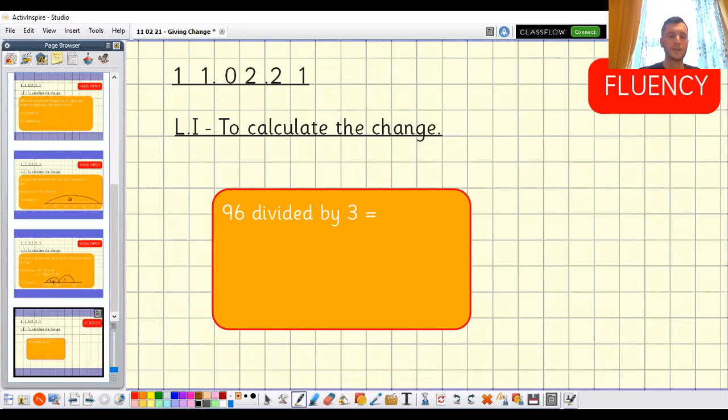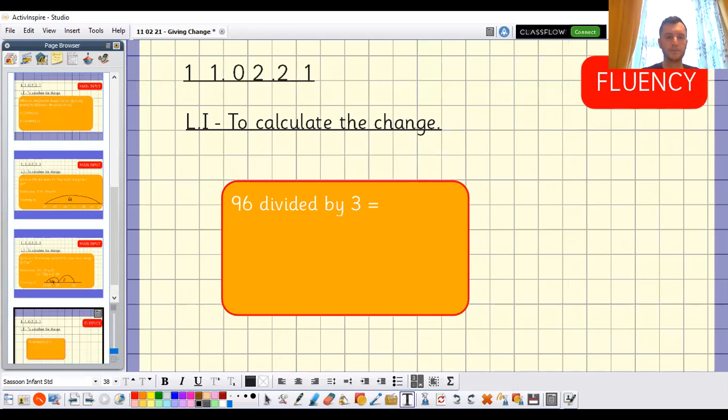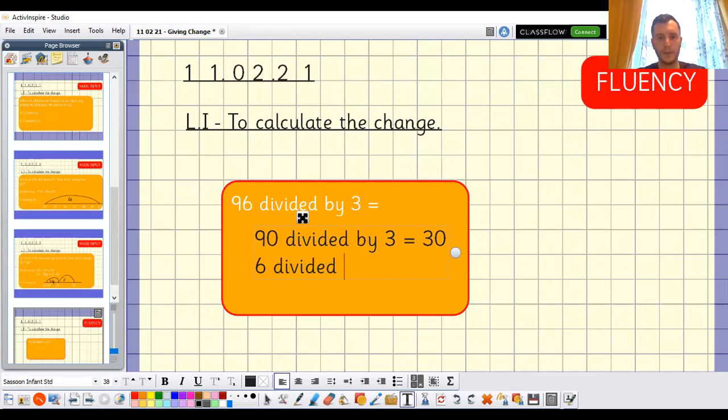So 96 divided by 3. 96 divided by 3. I would be splitting this into 90 divided by 3, which equals 30, and 6 divided by 3, which is equal to 2. So my answer would be 32.